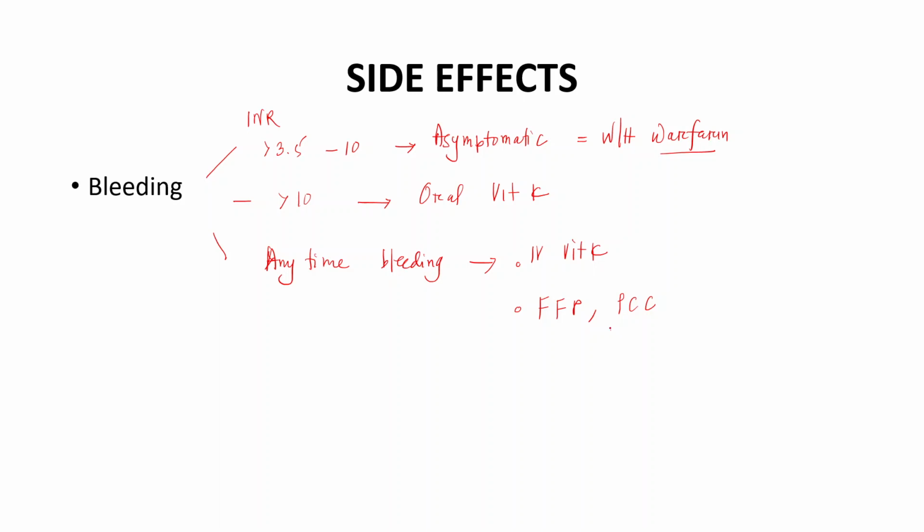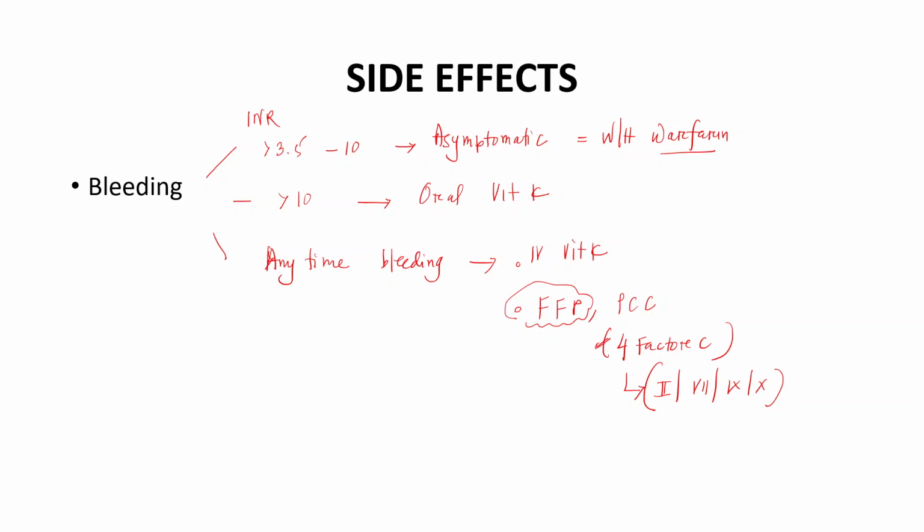That is the 4-factor concentrate. This 4-factor concentrate will have factor 2, 7, 9 and 10. All the vitamin K dependent factors will be there in 4-factor concentrate. So this is a more selective approach. However, in most of the centers this is not available. So the thing that is most commonly used is FFP.